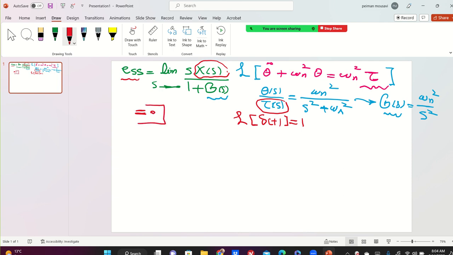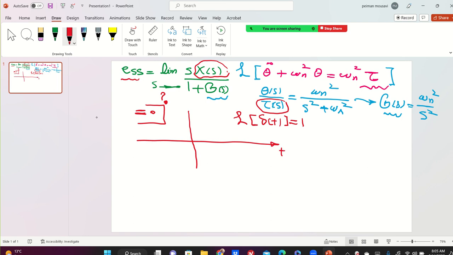It was 0. But I questioned this, remember? I put a question mark about the validity of this answer. So I want to examine whether this is right or wrong. What do you think, guys? The error signal goes to 0, meaning this.